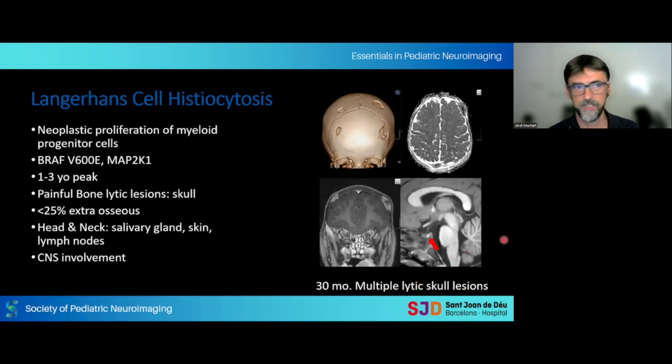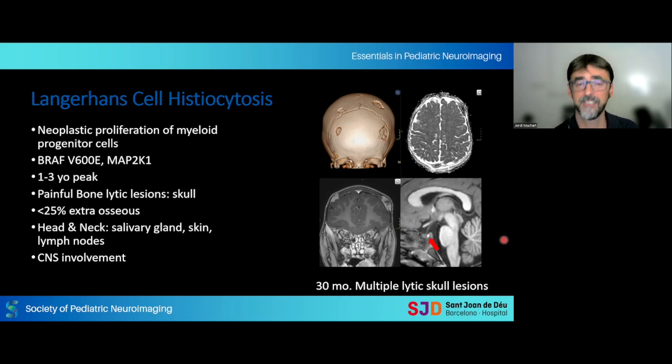This is another example, another disease with multiple skull lesions. I'm sure it has been covered before: Langerhans cell histiocytosis. They are painful. They can look like lytic lesions on CT and X-ray as well, but they are solid, they are very painful, and they can be very infiltrative. And of course, they can have CNS involvement as well.